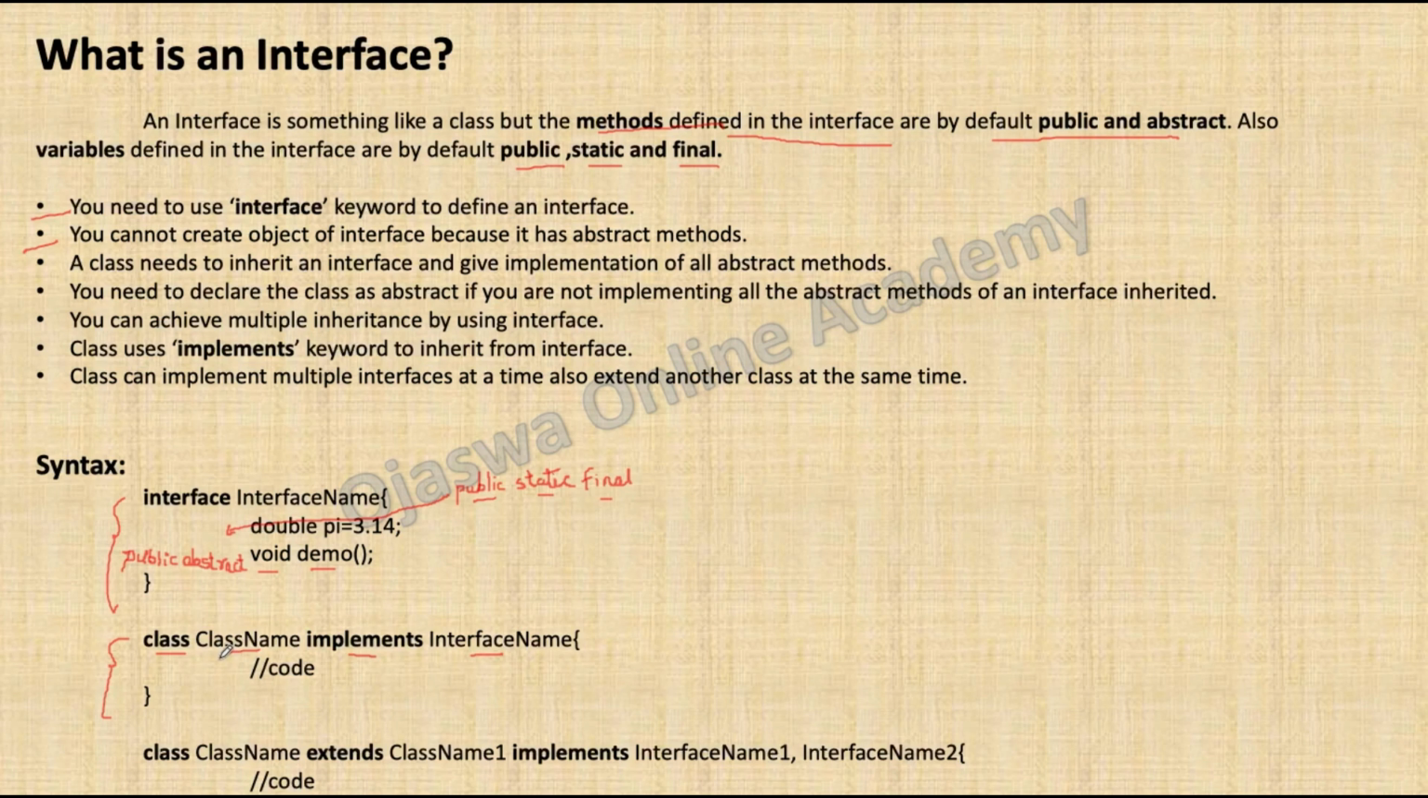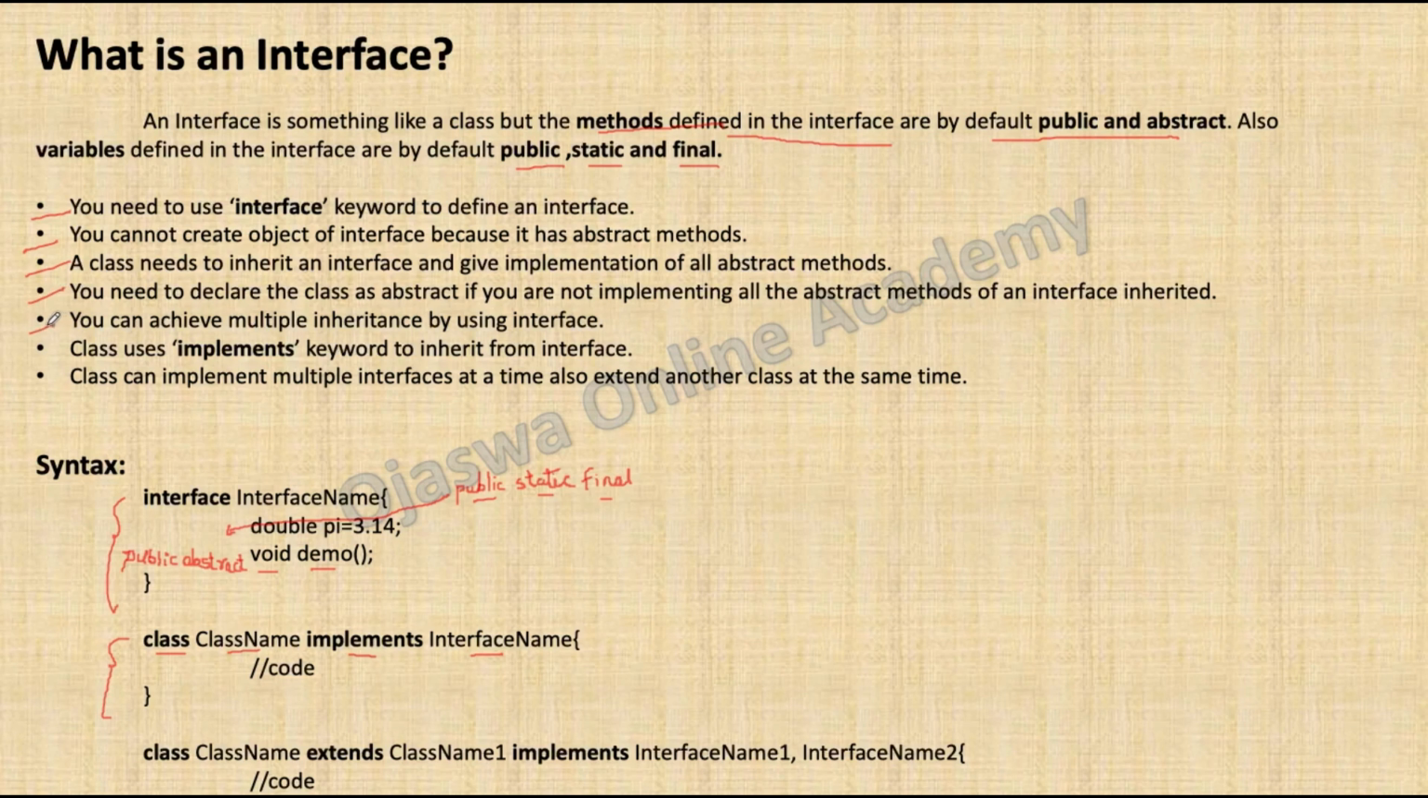But to invoke the variable from the interface, you don't need to create an object. Why? Because variables in an interface are static, and static variables can be invoked on the class or interface name directly. You don't need an object for that. Next is, a class needs to inherit an interface and give implementation of all abstract methods. So if you are not writing code for all the abstract methods belonging to the interface, you will have to declare the class as abstract class.